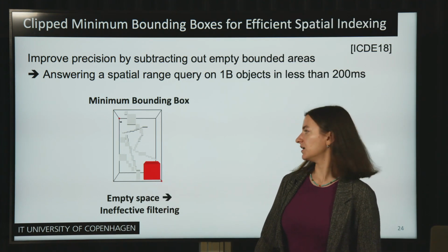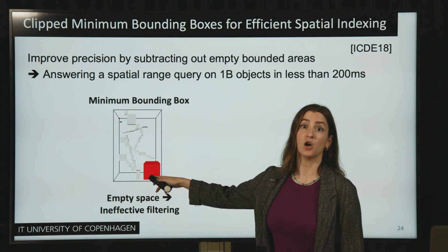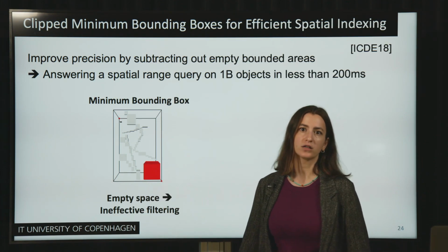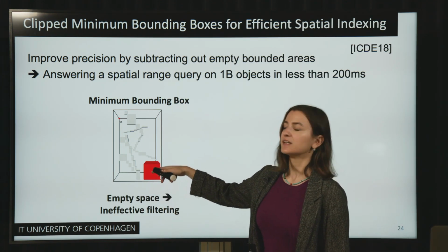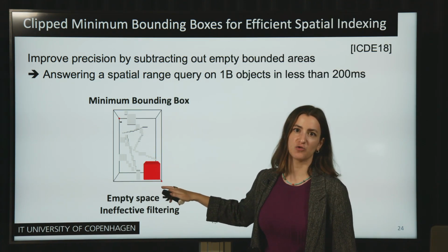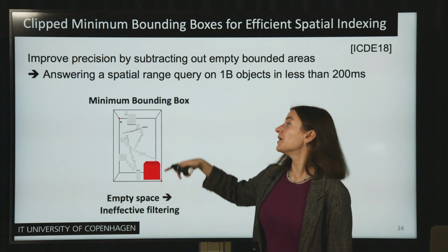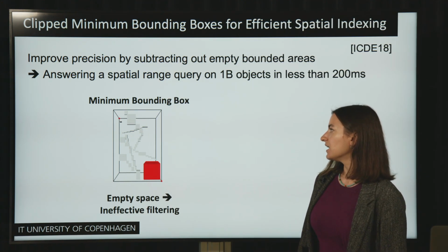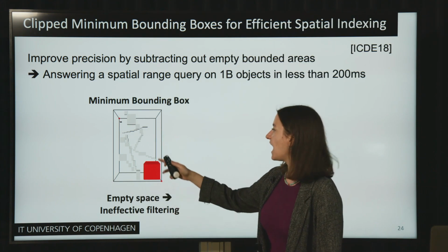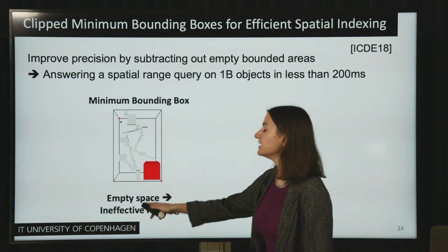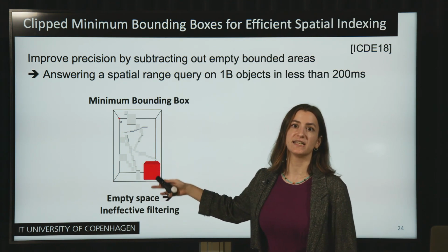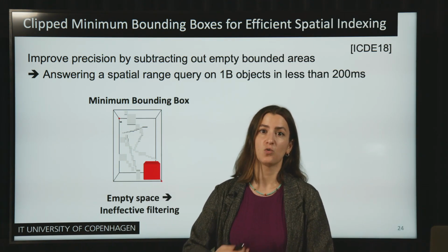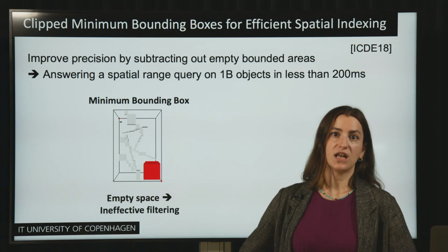This is an example spatial range query that I show you here with the red color, and this query says, find me all the objects that are inside this red box. Now what we do is that we first test the minimum bounding box for intersection with the query, and only if these two intersect, then we are going to examine all the individual objects one by one to see if any of them is inside the red box. As you can see here, this empty space inside the minimum bounding box results in ineffective filtering, because here there is no object inside the red box, but because that red box intersects with a minimum bounding box, we think that there might be, so we need to test all the objects. And that slows down our queries.